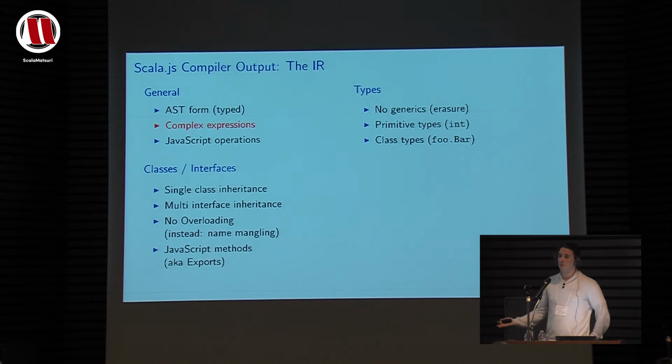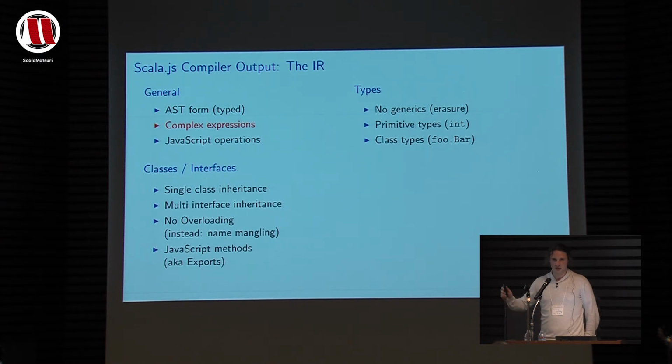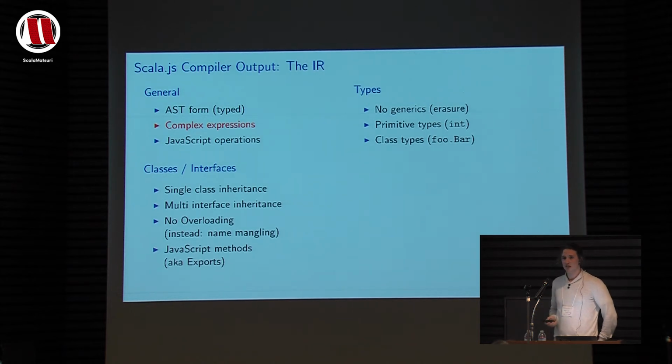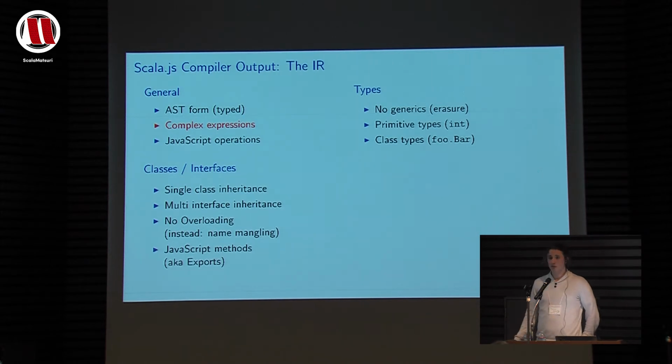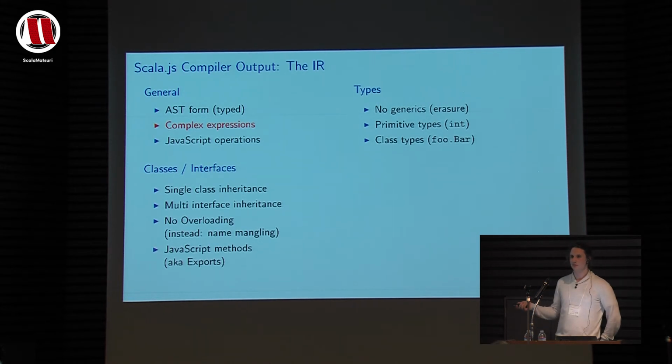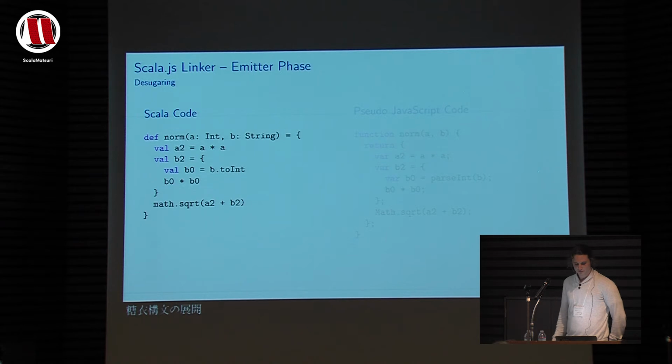Class types, we can represent them by essentially prototype chain inheritance. That's a pretty common practice in JavaScript. So single class inheritance, we model through prototype chaining. Multi-interface inheritance, the interfaces don't have code in them anyway, so we just forget about them and erase them. Overloading, well, JavaScript doesn't have overloading, so we're happy we actually got rid of it way before we even reached that point. And JavaScript methods, well, we just define them. All right, so we're actually really just left with this complex expressions thing there. And that's essentially what the interface does, is what we call desugaring.